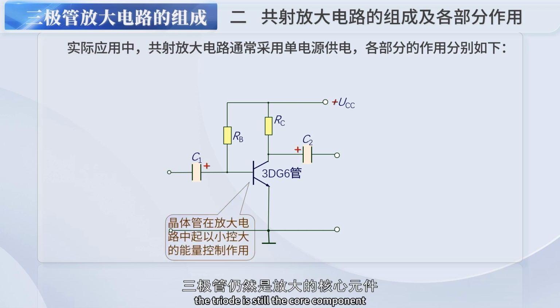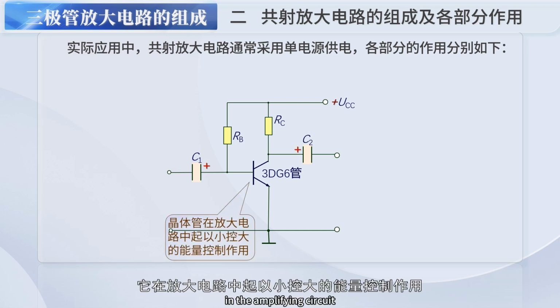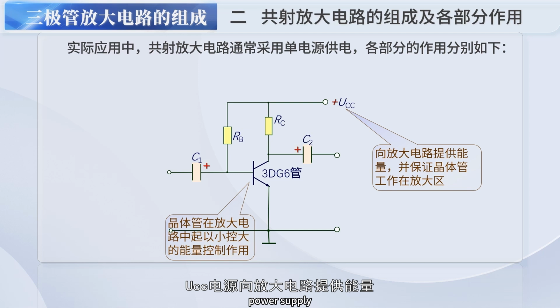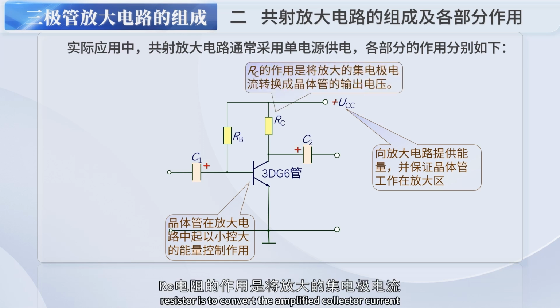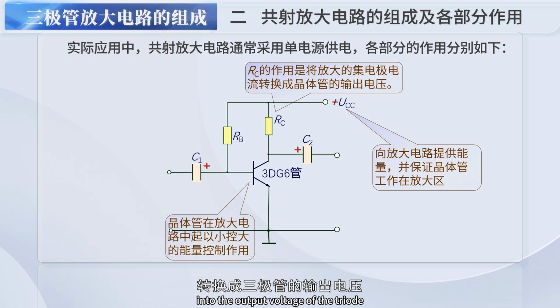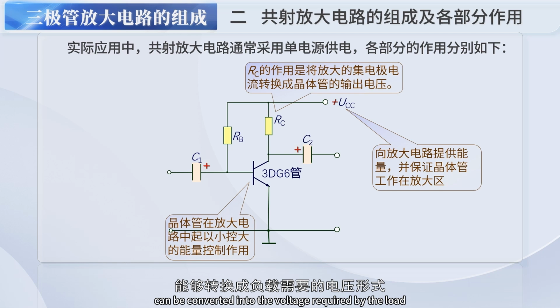The triode is still the core component of amplification in the amplifying circuit. It plays a role in energy control from small to large. The UCC power supply provides energy to the amplifier circuit to ensure the triode works in the amplification state. The role of the RC resistor is to convert the amplified collector current into the output voltage of the triode, ensuring that the amplified current signal can be converted into the voltage required by the load.